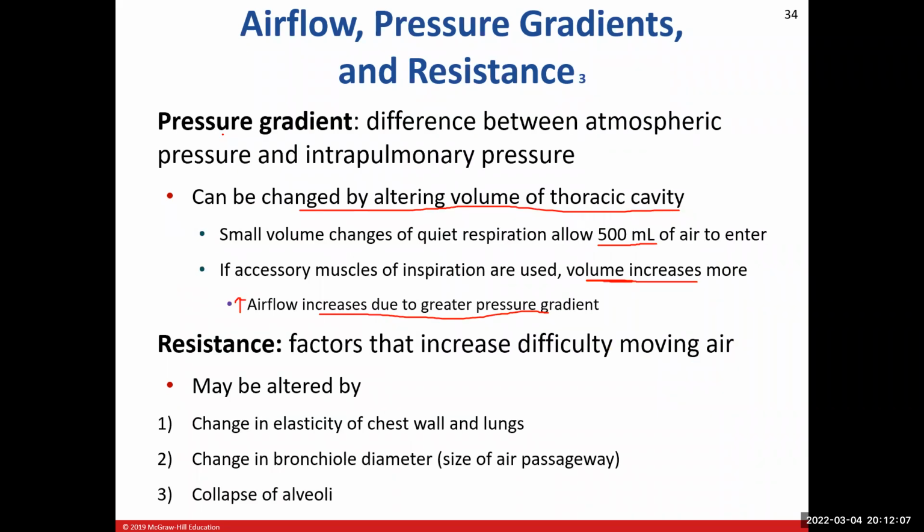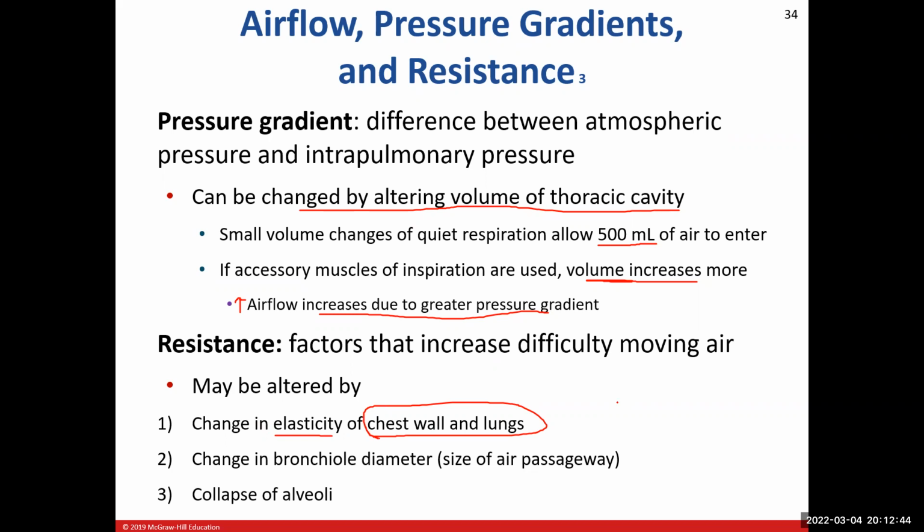Now, with resistance, these are the factors that are going to challenge us in moving air in and out of our lungs. A couple things that can affect the resistance are the elasticity of the lungs and the chest wall. We can also change the diameter of our bronchioles. We're somewhat familiar with that from when we were talking about blood flow.